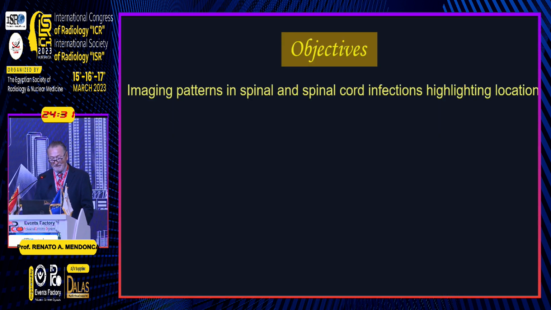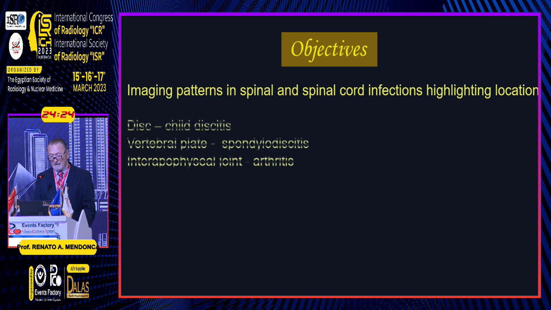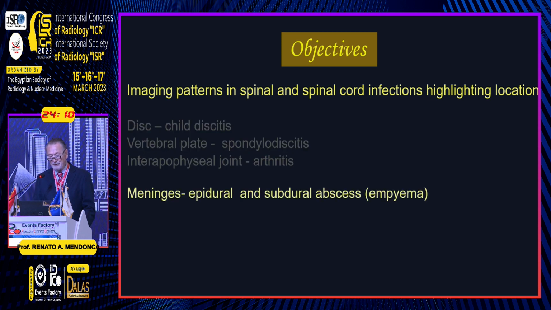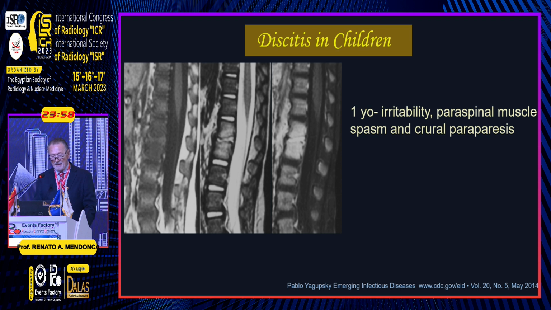Imaging, the objectives are to try to give some specificity to the lesions, highlighting location. We are going to discuss very briefly discitis, vertebral plate spondylodiscitis, arthritis of the interapophyseal joint, the epidural and subdural abscesses, spinal roots, radiculitis, spinal cord granuloma, myelitis and abscess.